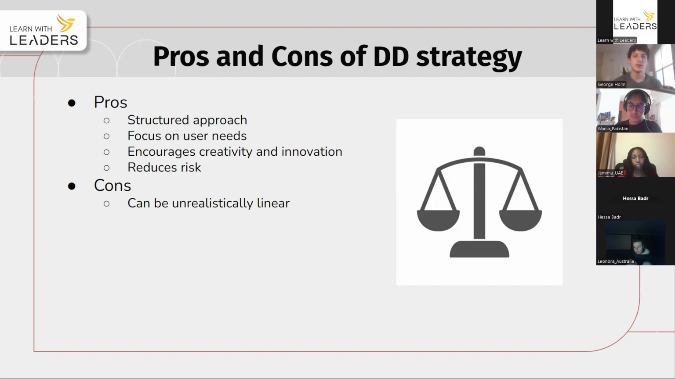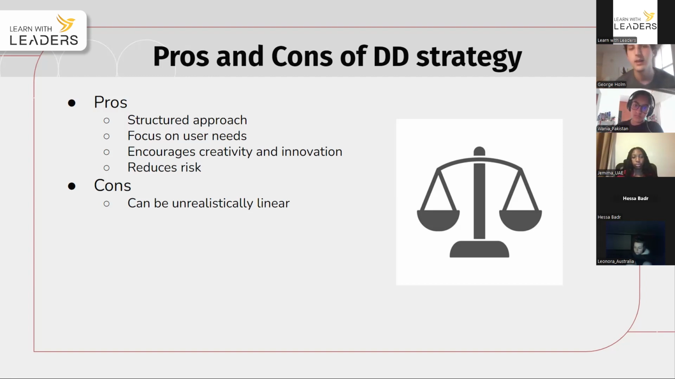The biggest con to strategies like this is that they can be unrealistically linear. What you're imagining is you have this product ideation part, and it comes together into this natural area where you're making a product, and then you push it out there and it just works the first time and then it's gone. But that's not really what happens.